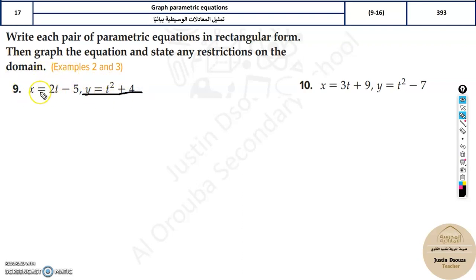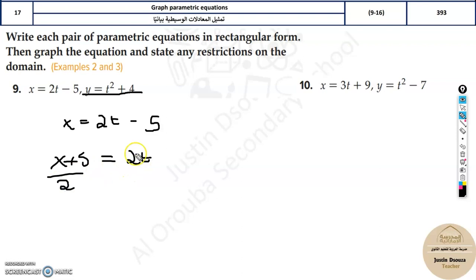Take the other equation. This is x equals 2t minus 5. What you do now is get the equation in terms of t. Take 5 to the other side, it will be x plus 5 is equal to 2t, and divide this by 2. So you will get, dividing both sides, (x plus 5) divided by 2 is equal to t. Now, the t value is (x plus 5) divided by 2.